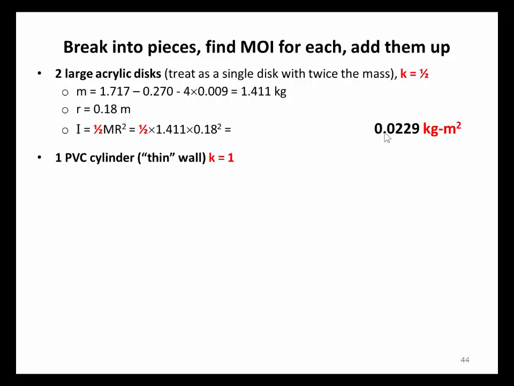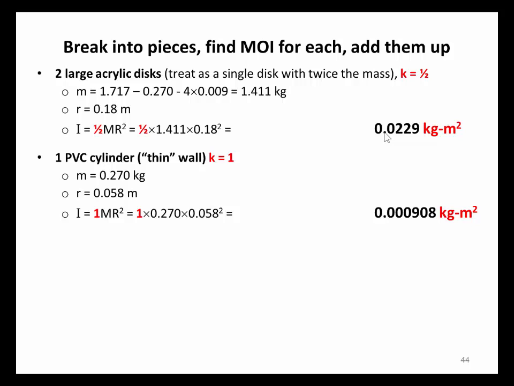Now, for the PVC cylinder, I'm going to treat that as a thin-walled object, so all the mass is out at the edge, like our brass hoop. And we're going to use k equals 1 for that. I equals 1 mr squared. So taking its mass and its radius, we calculate that to be 0.000908. You see that's much, much smaller than this.